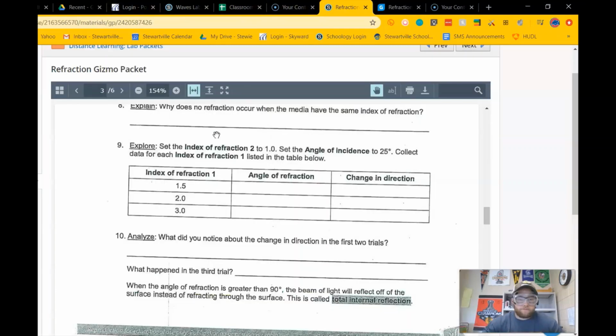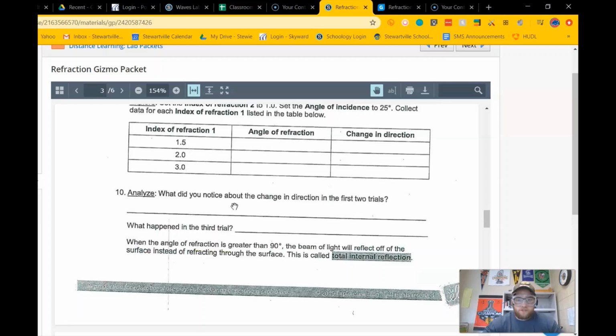Number 10. Analyze. What did you notice about the change in direction in the first 2 trials? So looking at our first 2 trials in the table above, again, what did we notice about the angle of refraction and the change in direction? And then, what happened in the third trial? So the third trial was a little different. Okay, what happened there?